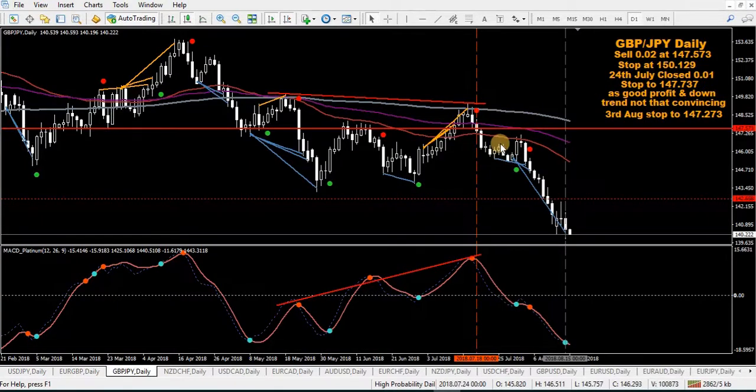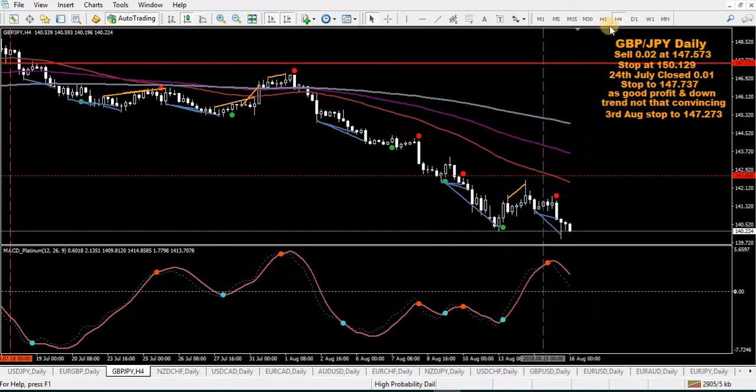Pound yen in a sell trade all the way back here. This morning got a new blue dot on MACD platinum below the zero level, hence that grey vertical line drawn in. Just gives me a bit of a heads up. And all I've done this morning is move my stop on the sell down to 142.658.